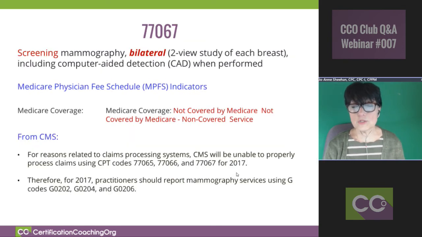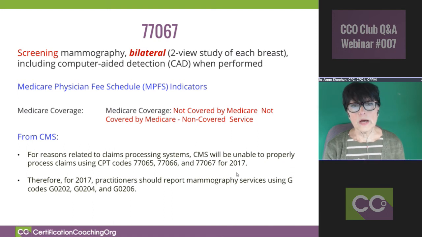77067. This is not a diagnostic mammography. It's a screening mammography. It's bilateral in the description. 2-view study of each breast, including CAD when performed. And there's very, very important information when you look this up. Medicare coverage, not covered by Medicare, non-covered service.